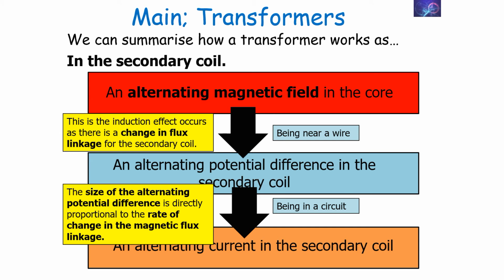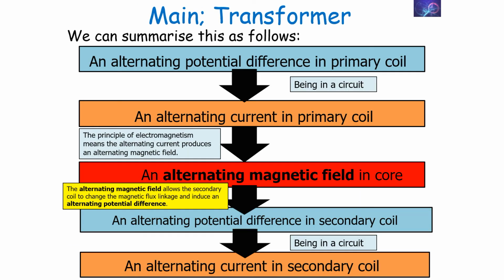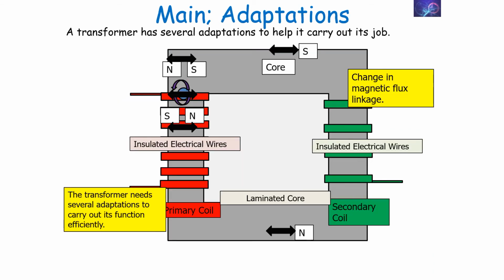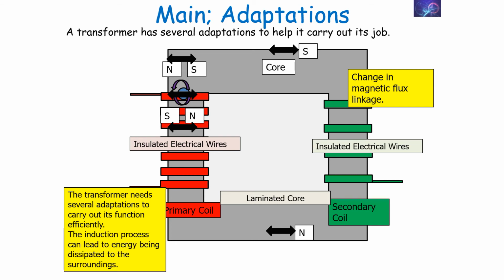Now please remember, the size of the alternating potential difference induced is directly proportional to the rate of change of magnetic flux linkage. So we can summarize the entire process as the following. It is an application of the induction process that we've looked at earlier. Now a transformer has several adaptations to help carry out its job efficiently. This is because the induction process can lead to energy being dissipated to the surroundings.